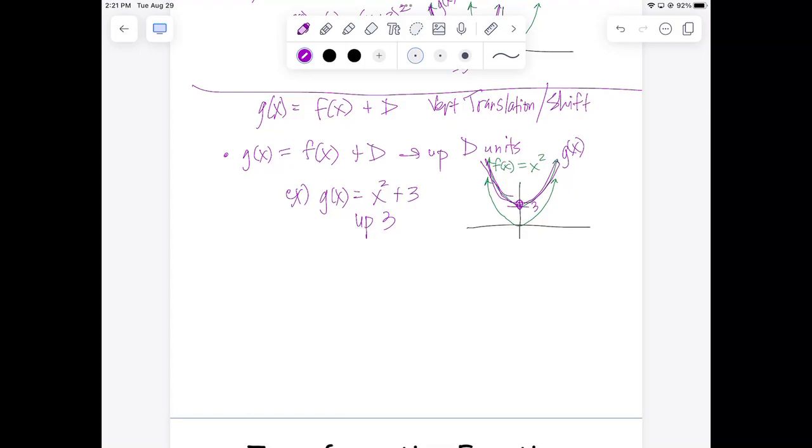And I guess there's one last direction we have to go, right? We went left, we went right, we went up, now we need to go down. So if you see g of x equals f of x minus d, that's down d units. Your example would be g of x equals x squared minus 2. That's going to be down 2.